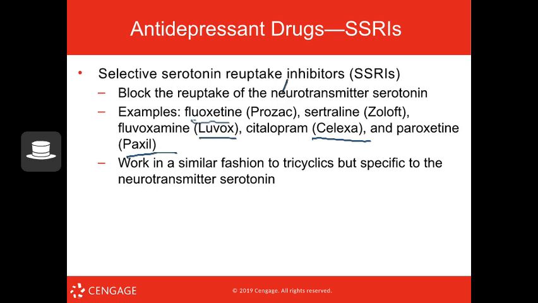So these are the brand names. These are the generic names. So these are pretty common. They work in a similar fashion to tricyclics, as you've seen, but they are specific only to the neurotransmitter serotonin. And also, if we're talking about SNRIs, those focus just on serotonin and norepinephrine.